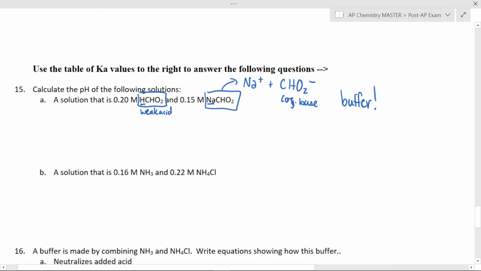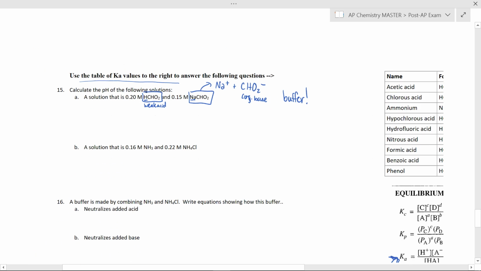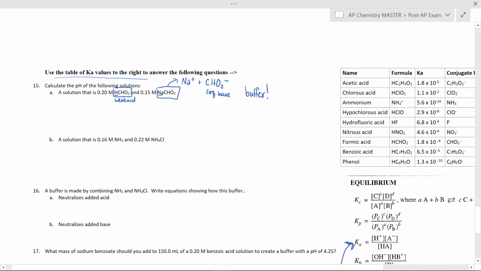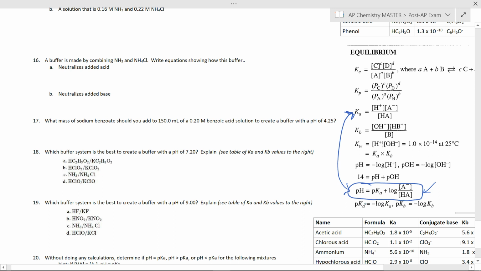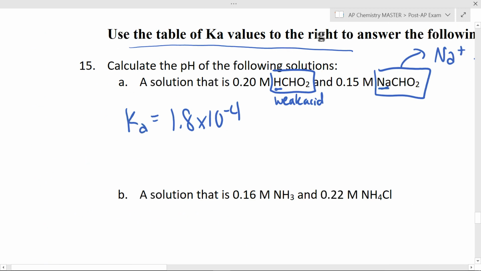And, well, what is the Ka? Well, it tells you right here, there's a table of Ka values over to the right. So I'm going to scroll over and look at those. And this one, HCHO2, this is formic acid. So its Ka is, let me write this over here, 1.8 times 10 to the negative fourth. And then what is pKa? If you're wondering what that is, well, that's also defined on your equation sheet. It is the negative log of the Ka, just like pH is the negative log of the H. And so the pKa is going to be the negative log of this number right here.